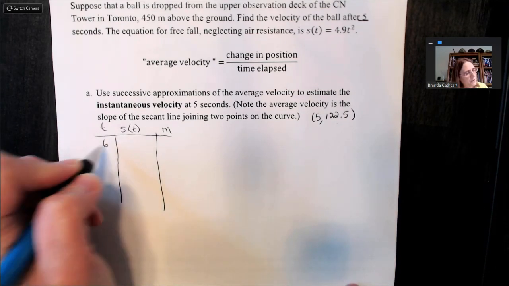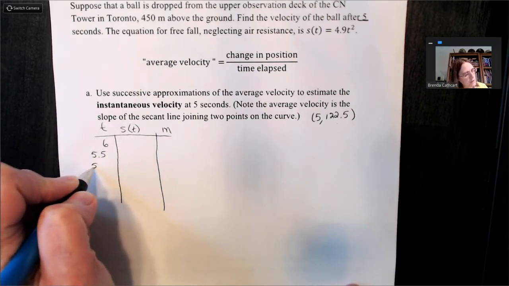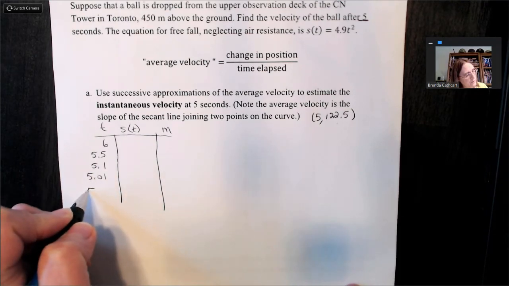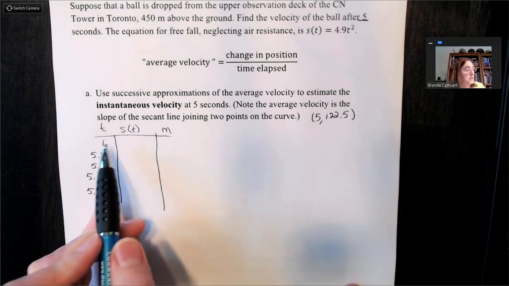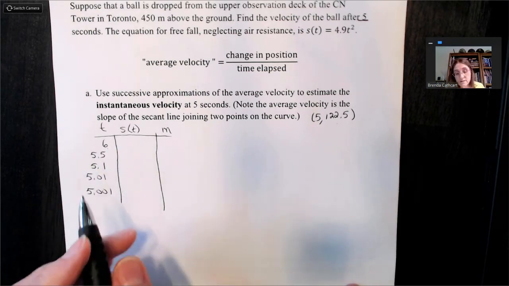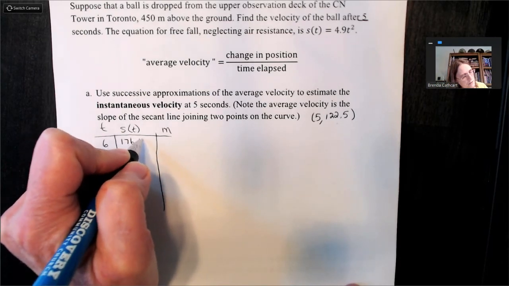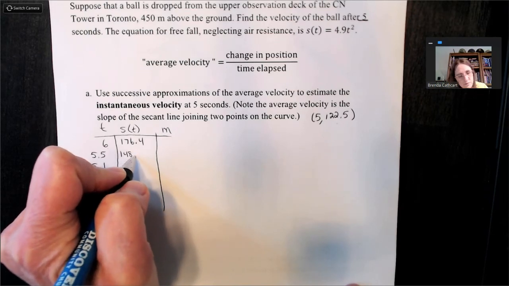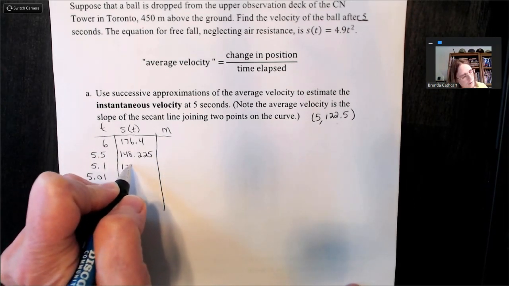Let's see what happens at times approaching 5. We'll start at 6, and we'll move right on down until we're very close to 5 seconds. And our distance that the ball has fallen at 6 seconds is 176.4 feet. I'm just going to fill in those other values because I've already calculated them. And we're going to go from there.